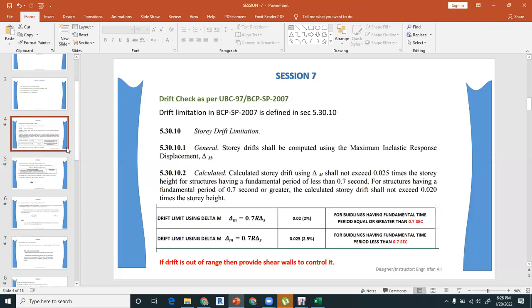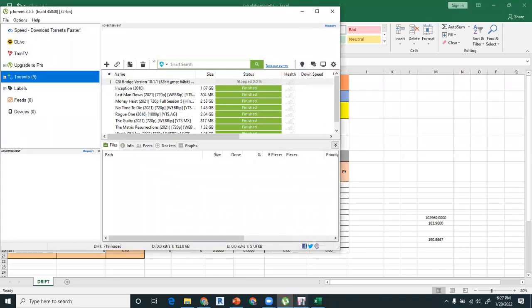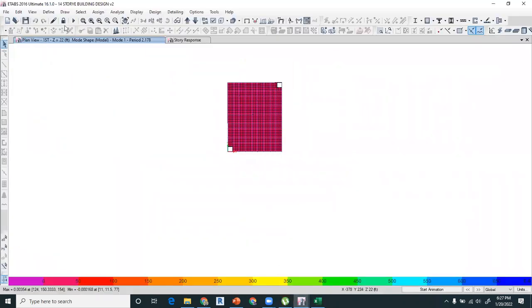So this is the torsion. If the drift is out of range, then provide shear walls to control it, right? This is the solution if you have a drift value greater than the code recommended. The code limit is 2%, and in the X direction we have 2.02 and 2.29. So we have to provide shear walls in our structure system, right? So let us undo this.